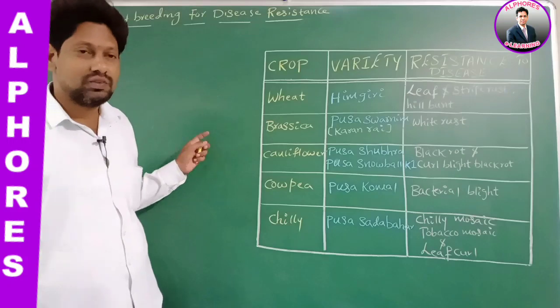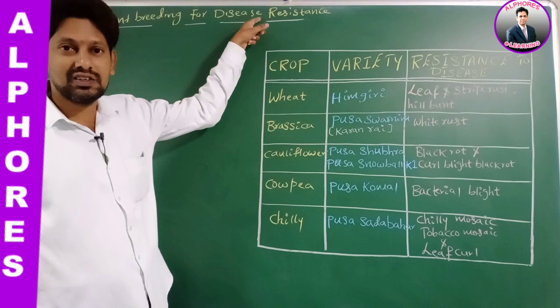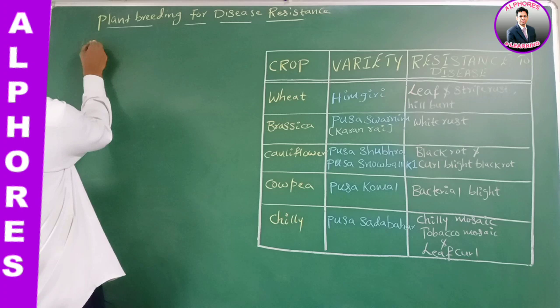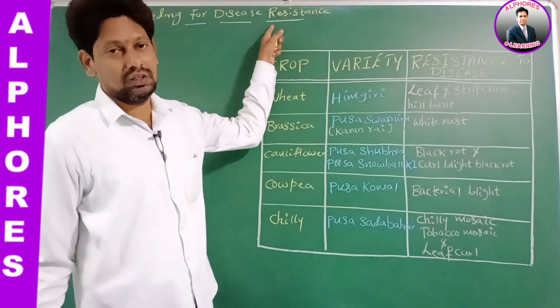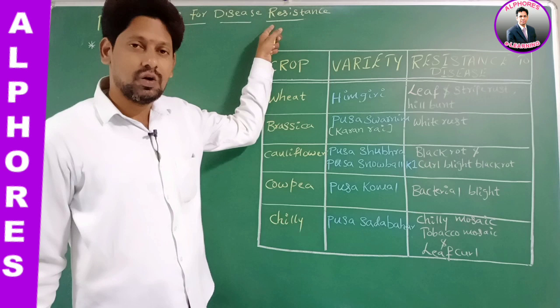Friends, we are discussing plant breeding for disease resistance, right? Now listen here. What are the different methods of crop improvement to produce a disease resistant plant? To make a plant disease resistant, what are the different methods of crop improvement or plant breeding that are involved?